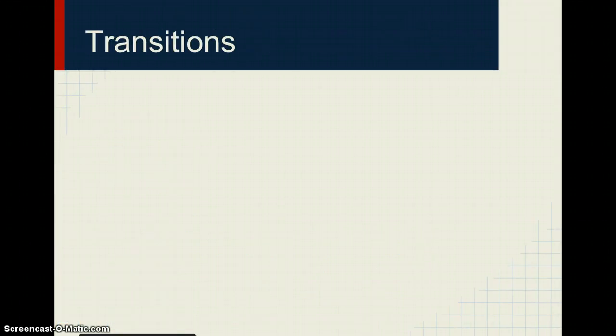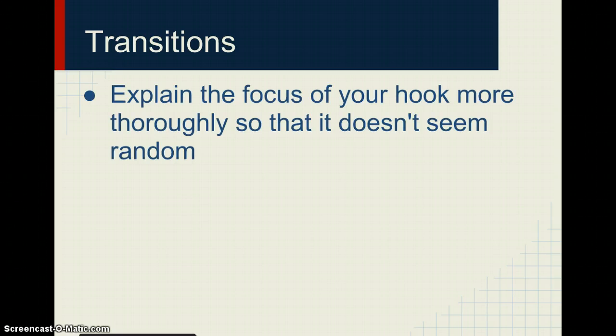So we've covered hooks. Let's talk about transitions. The first thing your transition should do is explain the focus of your hook more thoroughly so that it doesn't seem random. If you move too quickly from a hook to the text or your argument, your reader will not be able to understand how they connect. Your transition should make that connection clear.